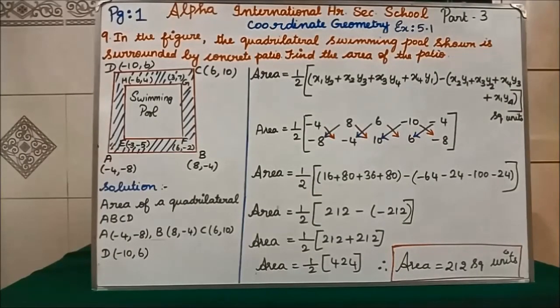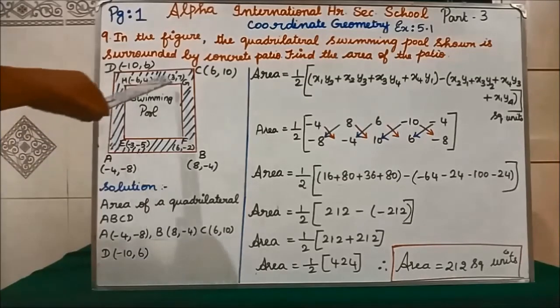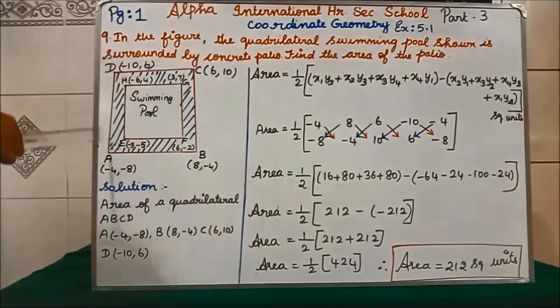In the figure, the quadrilateral swimming pool shown is surrounded by a concrete patio. Find the area of the patio. See, they have given the diagram. See, inside we are having the swimming pool. Now this is the concrete patio, which means walking area. Okay, consider like that. We want to find this concrete patio area.